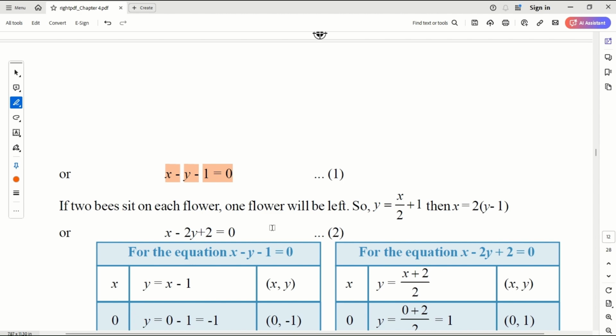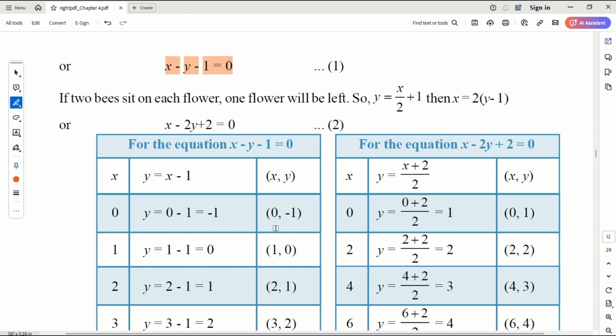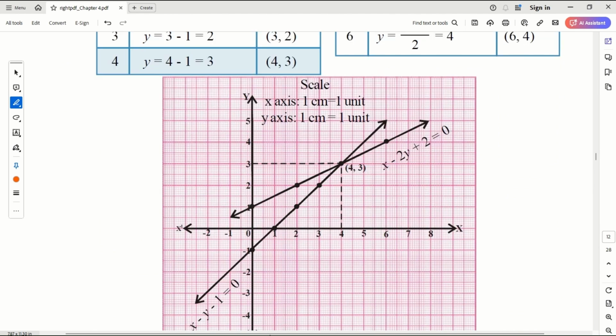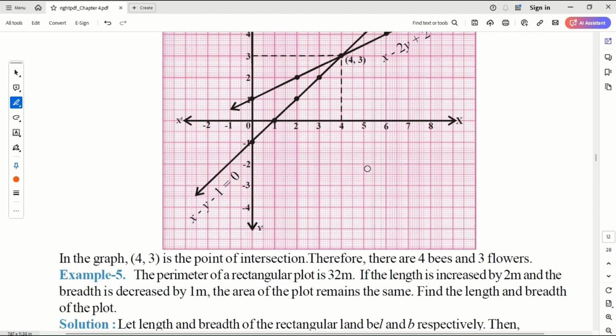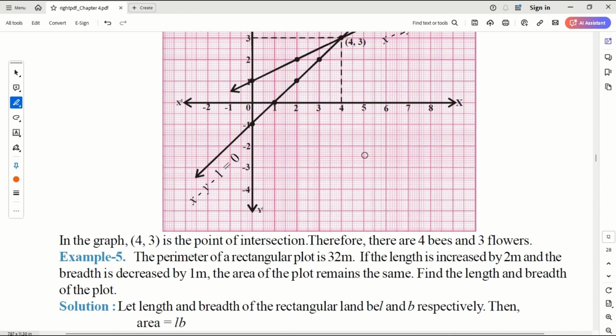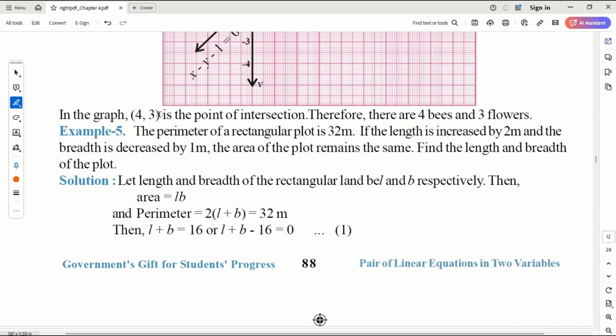Now you have two equations. You know how to draw the graph. You just need 2 points, make 2 points and draw the graph. So the graph comes like this and they are intersecting lines at 4 comma 3. So x is 4, y is 3. That means the number of bees is 4, number of flowers is 3. Okay. Next example.